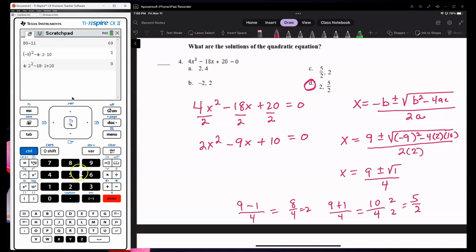The next one is 5 over 2. So it's going to be 2 times parentheses 5 divided by 2 squared minus 9 times parentheses 5 divided by 2 plus 10. I'm going to use plus 10, and I still get 0. So your answer is D.